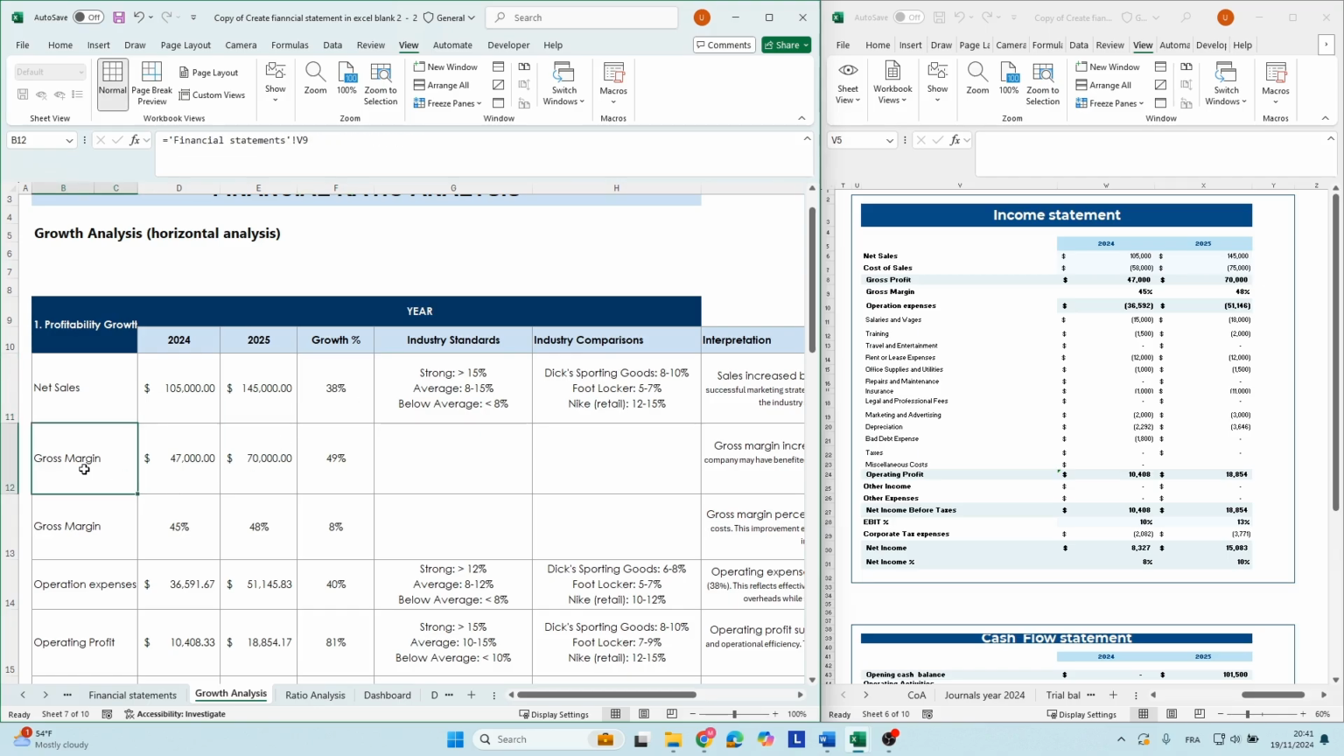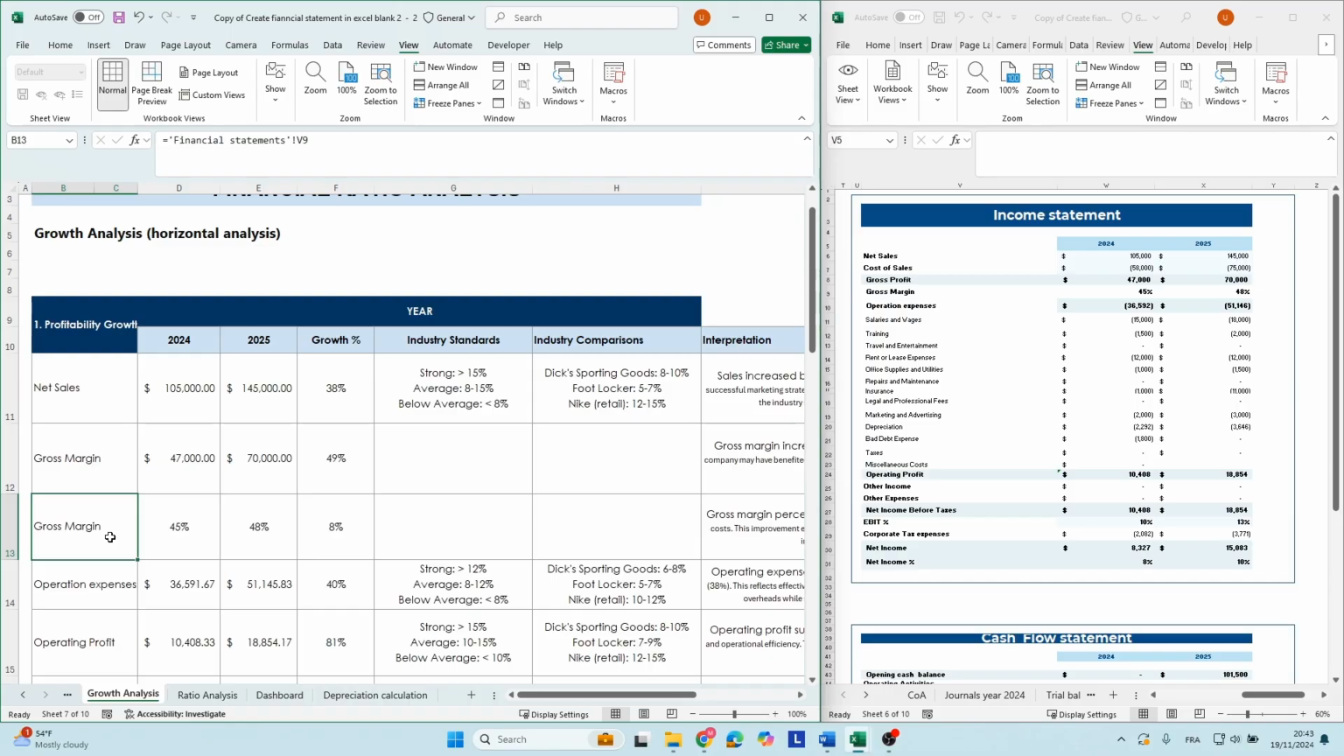Then we have the gross margin, where we had 47,000 last year. In the year 2025, it became 70,000 with growth of 8%, which is reflecting efficiency, production, and cost management. This improvement in the gross margin percentage indicates that the company is getting more value from sales, potentially by reducing the cost of goods sold or increasing pricing power without significant cost increases.